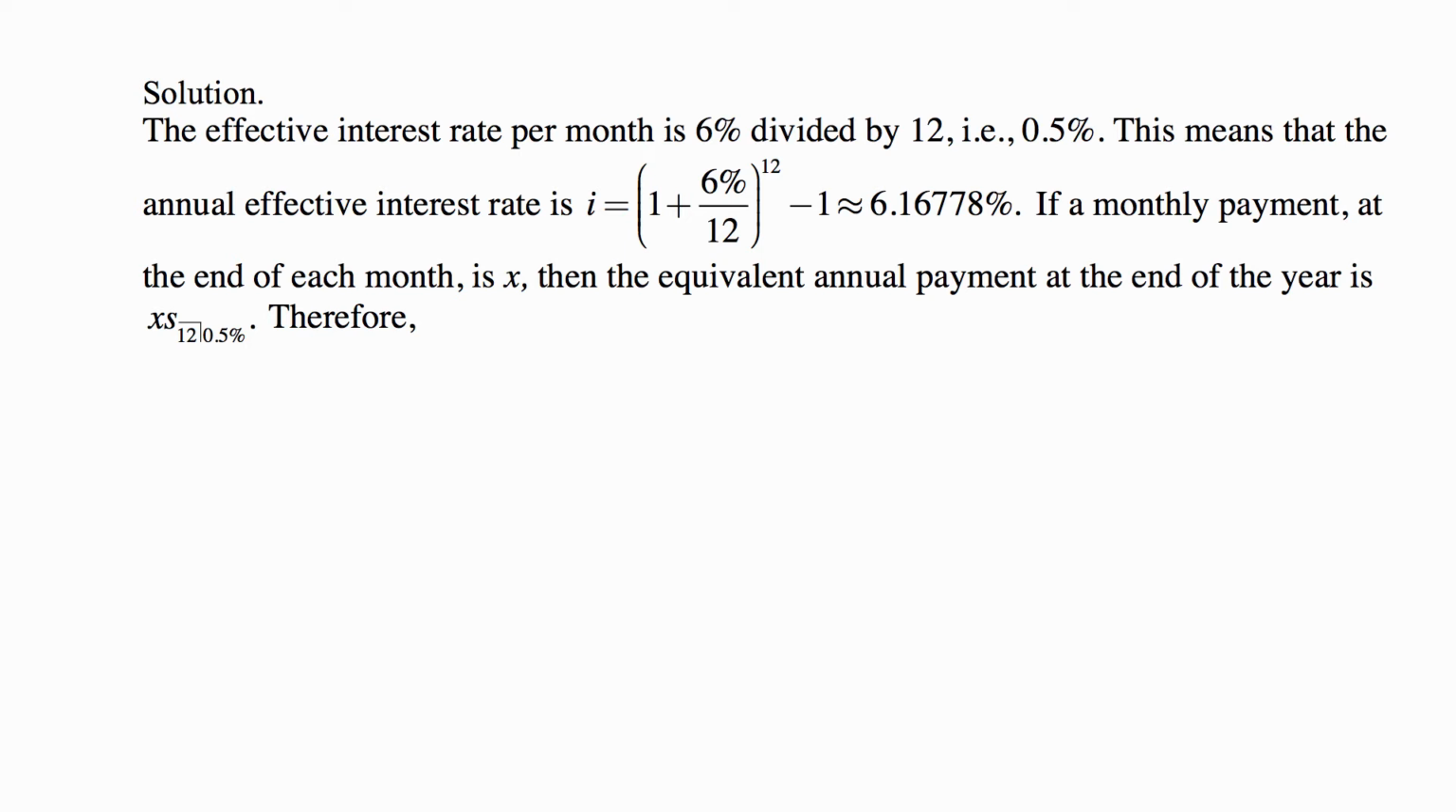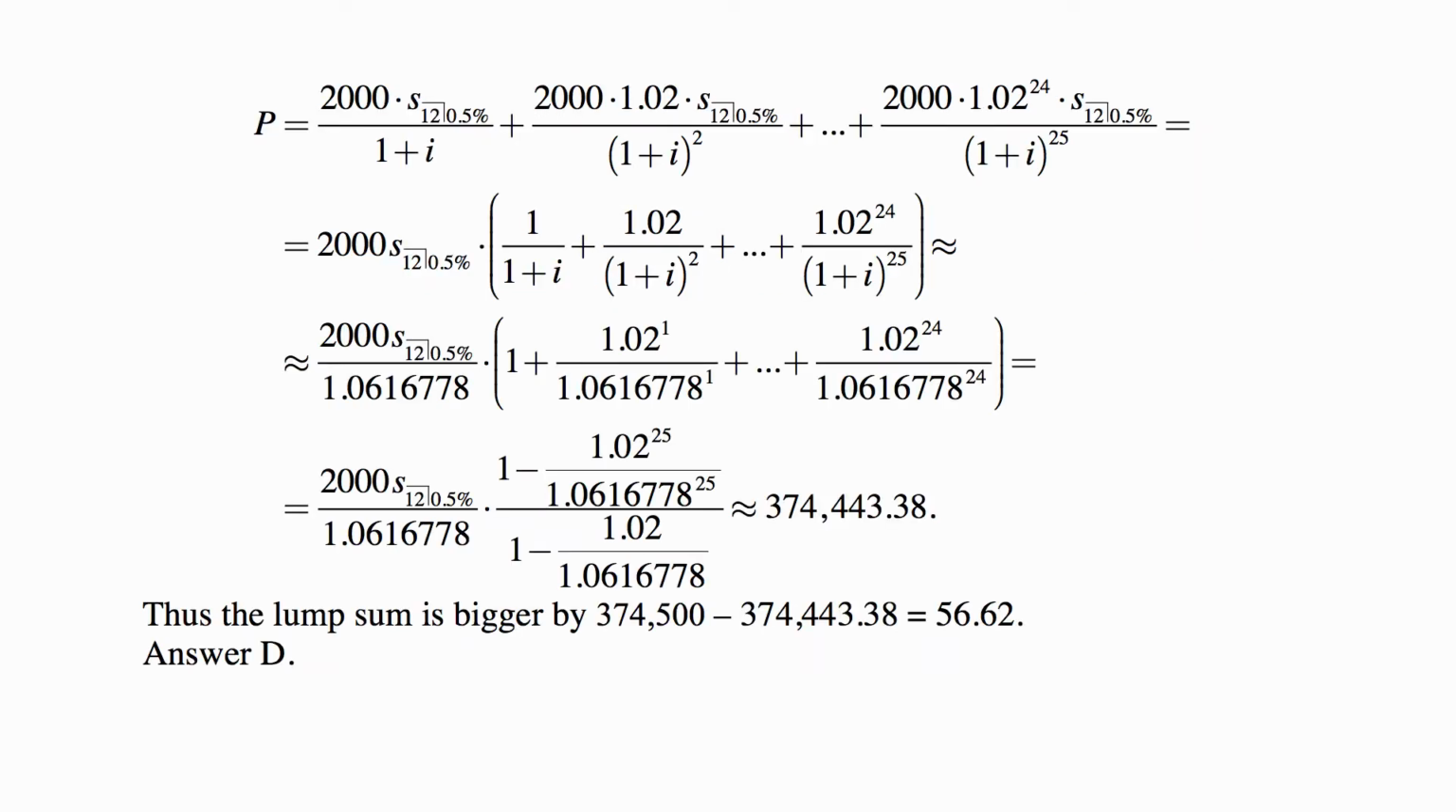And if we have a monthly payment at the end of each month of X, then this is equivalent to an annual payment at the end of the year, which is the accumulated value of those payments of X. And they are paid at a monthly effective rate of 0.5% over 12 months. So that accumulated value at the end of the year is X times s angle 12 at 0.5%. So we can actually have annual payments that are equivalent to what we have, and then do the calculation based on that.